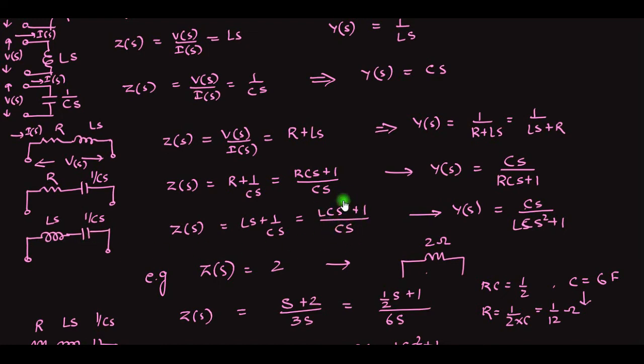The power 2 comes only if we have two different types of energy storing elements. Say if we have two inductors connected in series, L1s and L2s, then their impedance Z(s) would be equal to L1s plus L2s, and I can write it as (L1 plus L2)s. See here, the driving point impedance has a power of 1. That means it has only one kind of energy storing element, and that is an inductor.